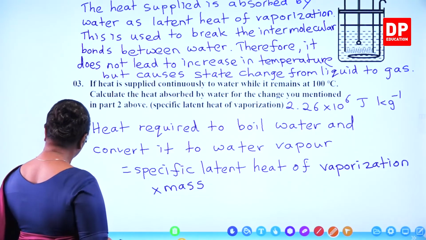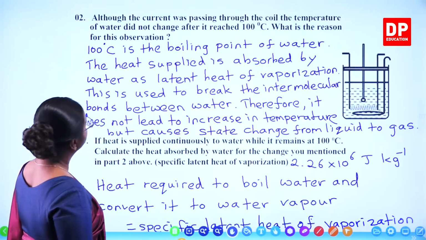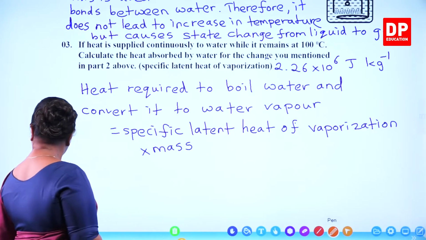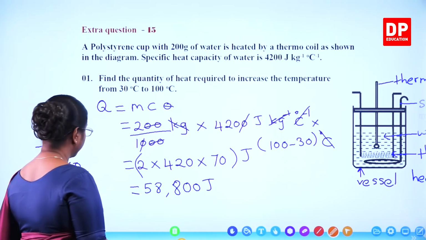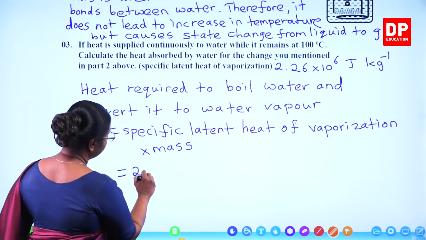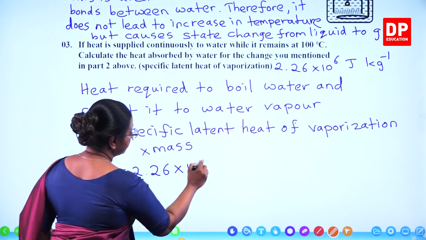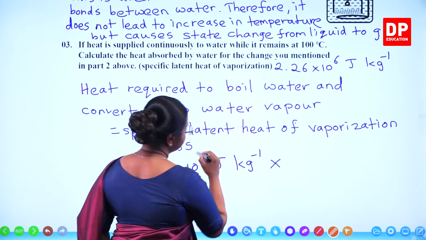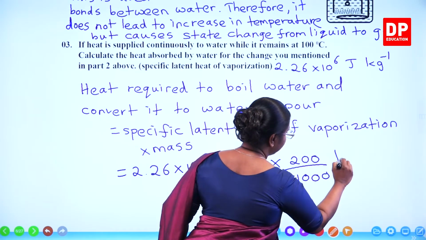So here, if I go back to the question and check the mass of water that was given to us with the question, I will go back to the previous slide. Here you can see it is 200 gram of water. So then to do this calculation, we have the specific latent heat of vaporization, that is 2.26 into 10 to the power of 6 joules per kilogram, and that is multiplied by 200 divided by 1000 kilogram.